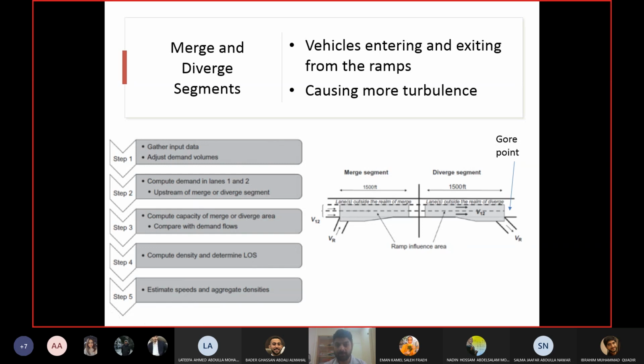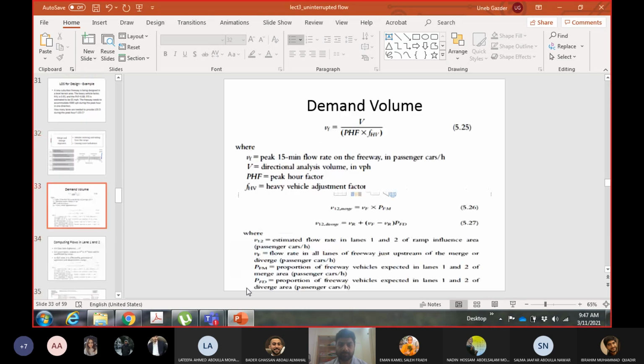Okay. Let me look at the time. What we have to do here. So you already know this step, right? So this is the flow rate on the freeway. V divided by peak hour factor divided by FHV. So it's passenger cars per hour. And I told you, this is the flow which is going from the freeway.